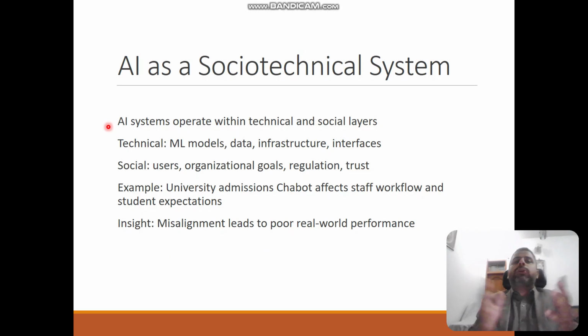So AI as a social technical system: AI systems operate with technical and social layers. The technical layer has machine learning models, data, infrastructure, interfaces. Social components can be users, organization goals, regulations, trust. For example, if we are making a university admissions chatbot, it affects staff workflow and student expectation as well. So if we have some misalignments, this will lead to poor real world performance.